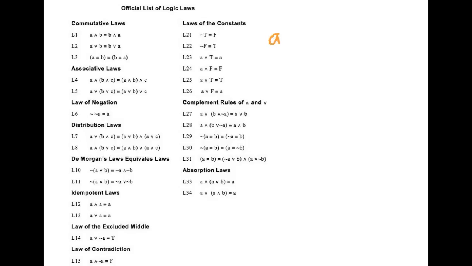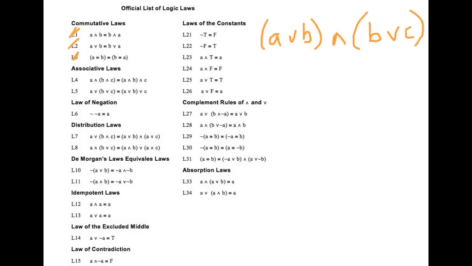We've got A or B, and B or C. And what we do is we start off by looking through all the laws and see if we can find anything that looks like it fits this structure. So the first one, law one, A and B is equivalent to B and A. It doesn't really look like the structure we're working with. Part of it does, but the rest of it doesn't.